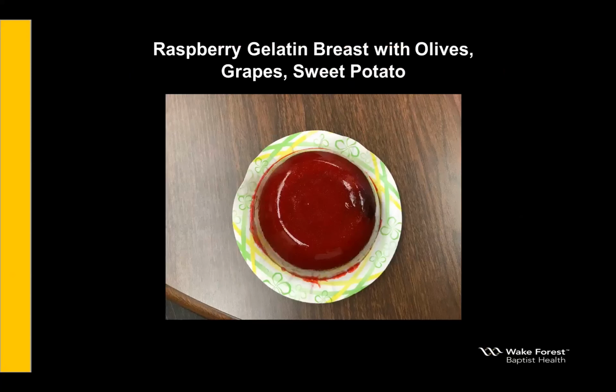This is an example of our raspberry gelatin breast with olive, grape, and sweet potato tumors in it. There are recipes for making these breast phantoms all over the internet. We will tell you that a lot of these recipes tell you to use plain gelatin.